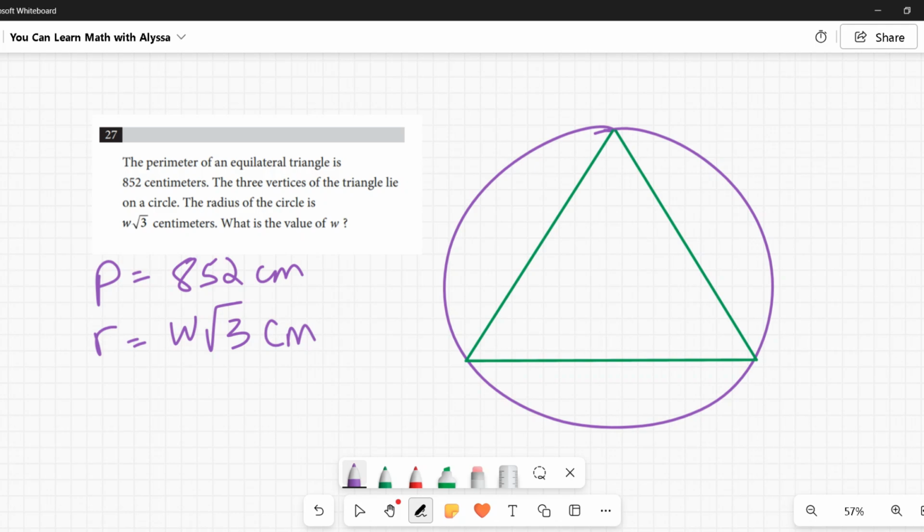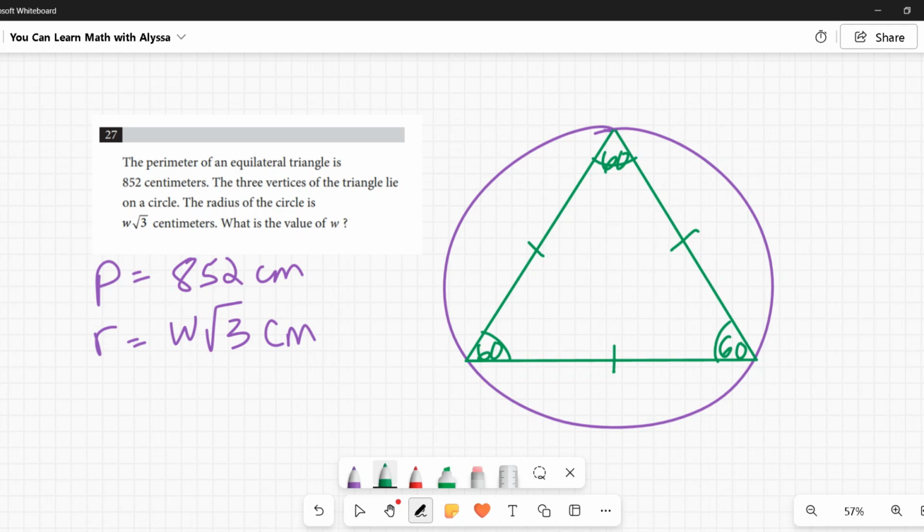Right, so what do I know about equilateral triangles? Equilateral triangles all have congruent sides. They're all the same. They also have congruent angles. Each one of these angles is 60 degrees. These are equilateral triangle facts that you definitely should know. If you didn't have that in your data bank, please add it there. Remember it for the SAT.